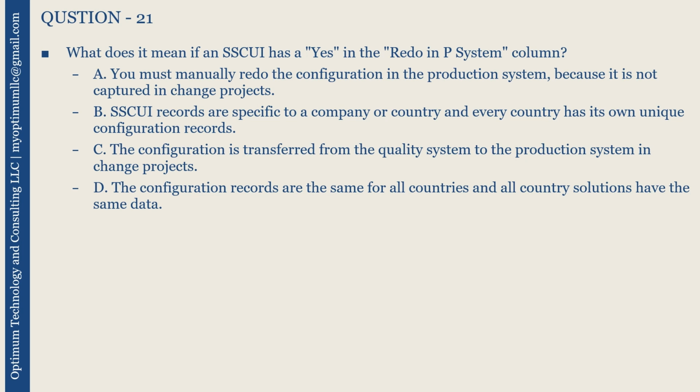Question 21. What does it mean if an SSCUI has a yes in the Redo in P system column? A. You must manually redo the configuration in the production system, because it is not captured in change projects. B. SSCUI records are specific to a company or country and every country has its own unique configuration records. C. The configuration is transferred from the quality system to the production system in change projects. D. The configuration records are the same for all countries and all country solutions have the same data.